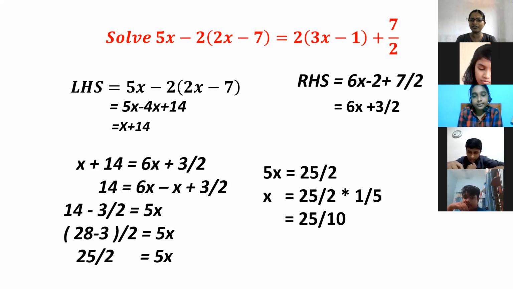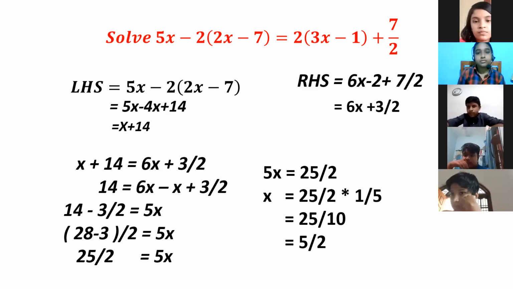Can you reduce this 25 by 10 into a simpler form? Both 25 and 10 are multiples of which number? Sean, please. 5. Then how can you reduce 25 by 10? How many 5s are 25? 5 5s are 25, and 2 5s are 10. That's 5 by 2. So the value of x is 5 by 2. Please look at the whole step, and if you have any doubts in any steps, please ask.